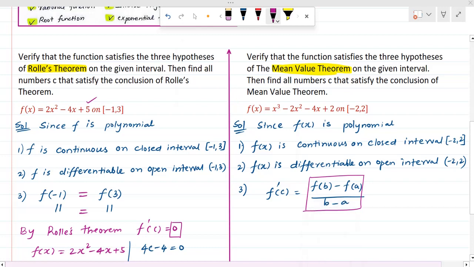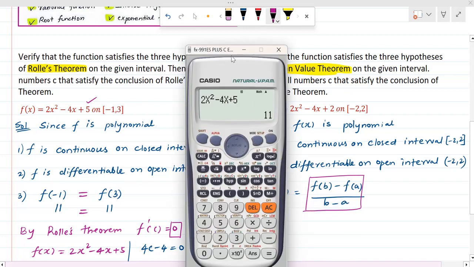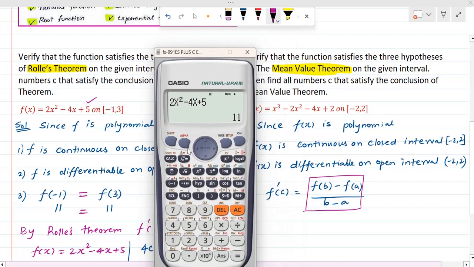So for that, I just fix the function first. What is the function you have? It is x to the power 3 minus 2x squared minus 4x plus 2. Then we will put these values, f of a and f of b.